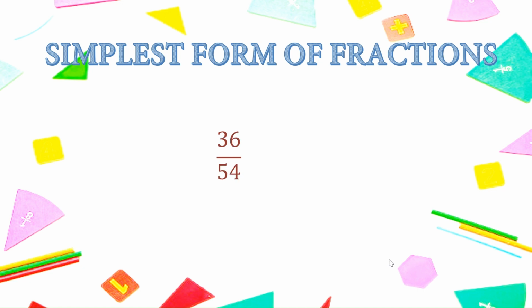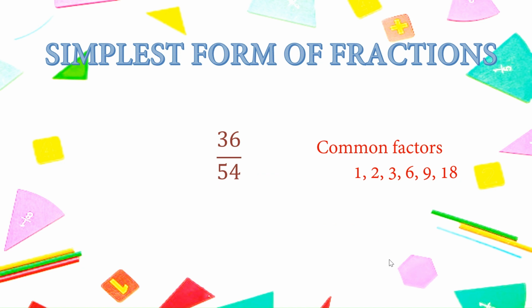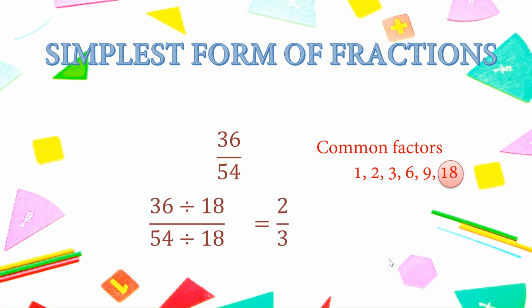Now consider another fraction 36 upon 54. First, list the factors for the numerator, and here is the list, and for the denominator also. And if we check, there are so many common factors like 1, 2, 3, 6, 9, and 18. So this is not in simplest form. To convert this fraction into simplest form, consider the highest common factor, that is 18 here, and divide both the numerator and denominator with this number. When we divide 36 by 18, we'll get 2 and 54 by 18 gives 3.